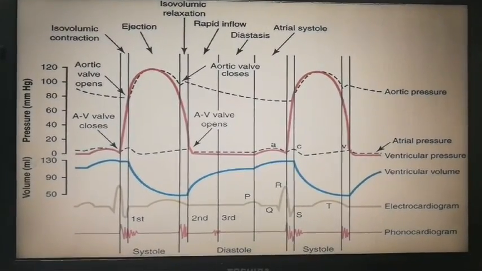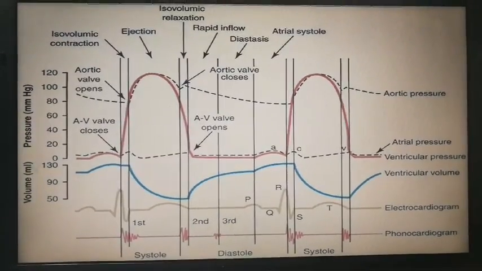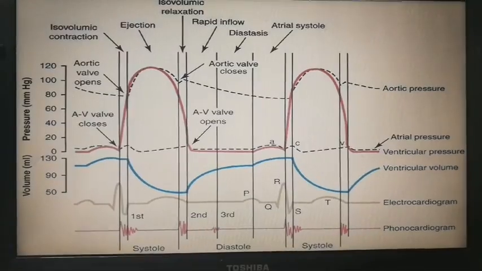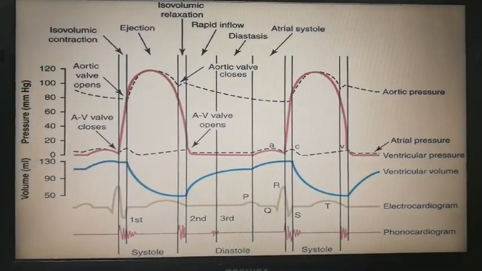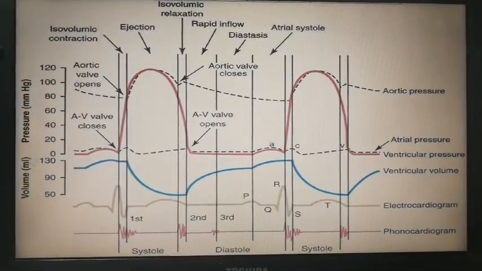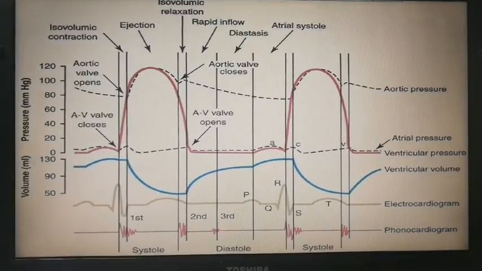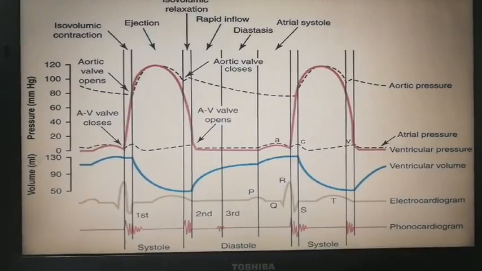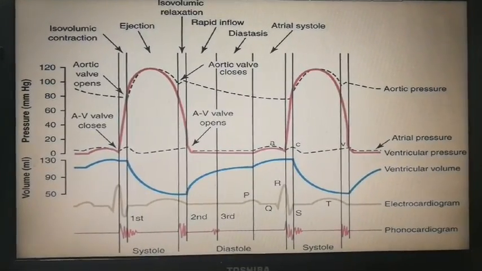Please draw this picture in your notebooks. This is very important from the exam point of view. If you have any query regarding the cardiac cycle, you can consult me.